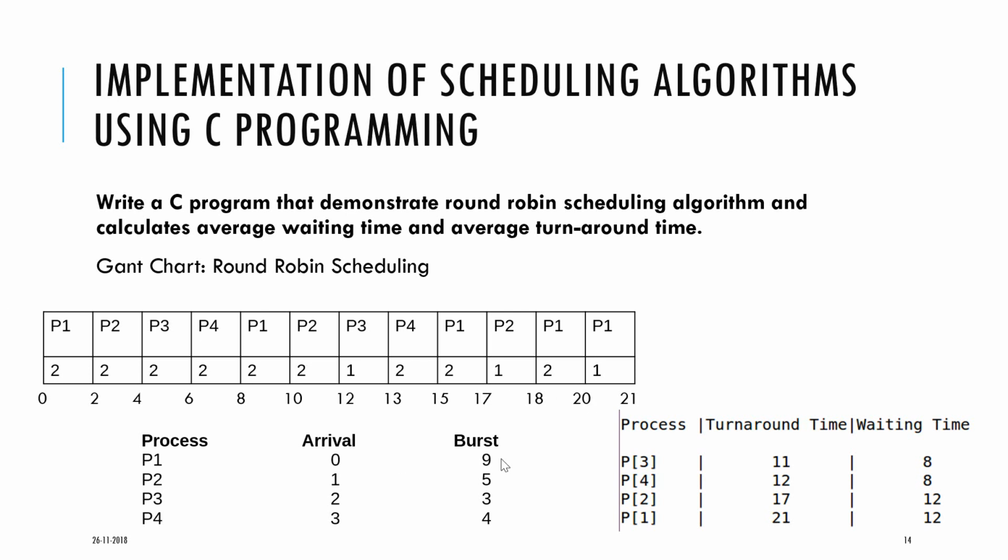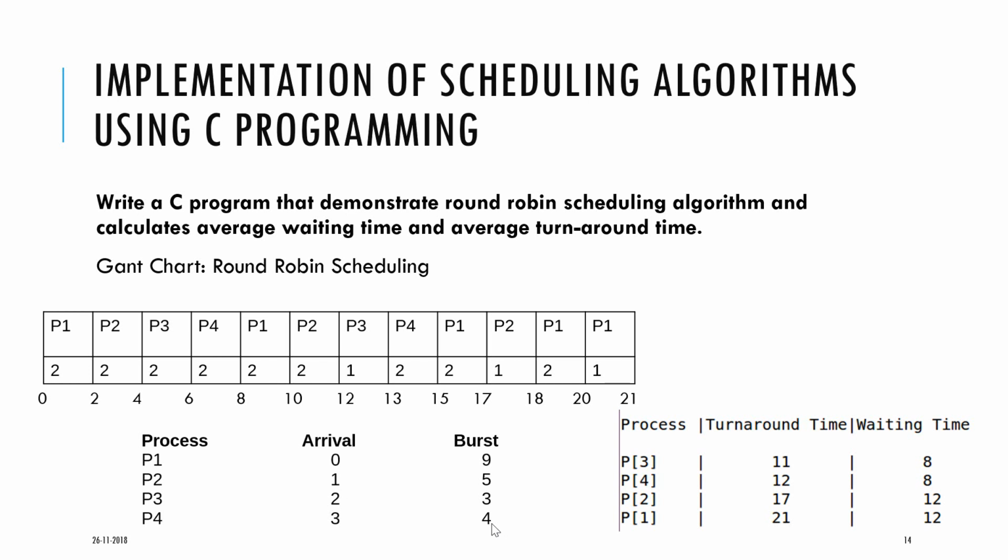Here we can notice that P1, which has a burst time of 9, arrived at 0. So P1 begins at 0 but it could not complete its entire burst duration of 9, and will last for only 2 time quantum, and then it switches to the next process, P2, which has a burst of 5. Again it will get a share of 2 time quantum. Then it will switch to P3, which has a burst of 3. It will get a share of 2 time quantum, and then P4 for 2 time quantum.